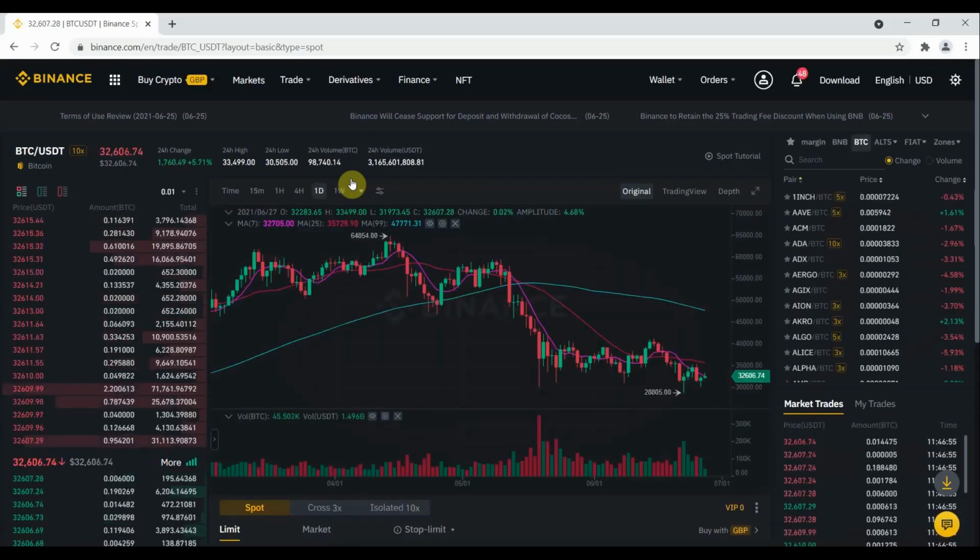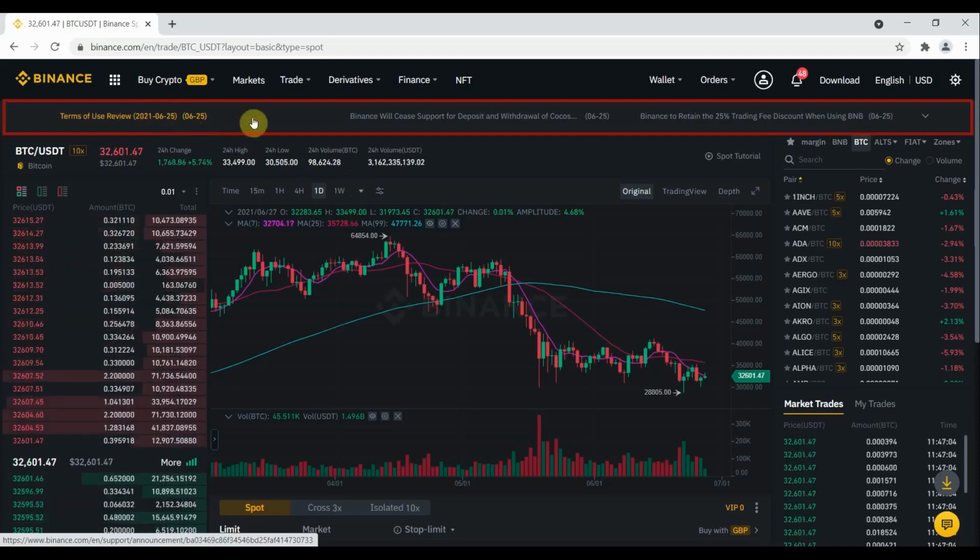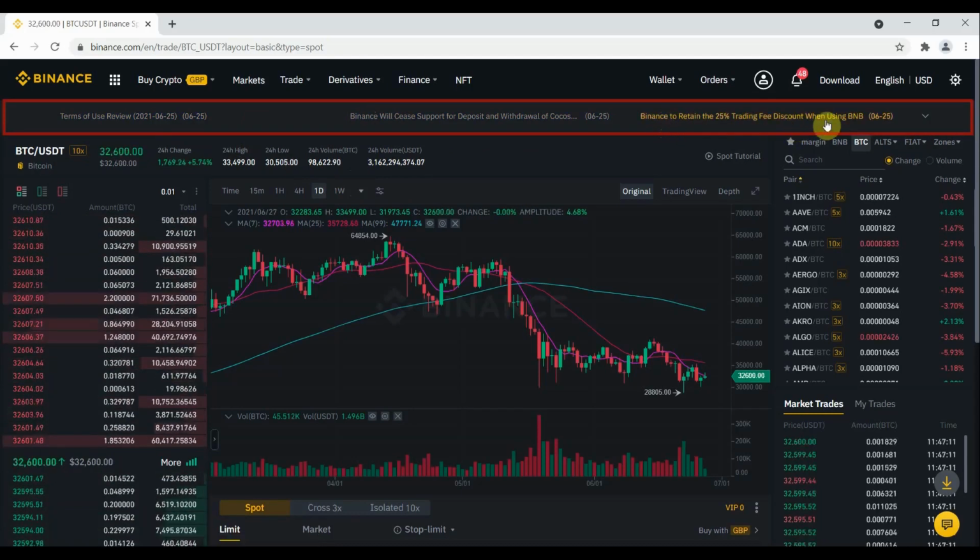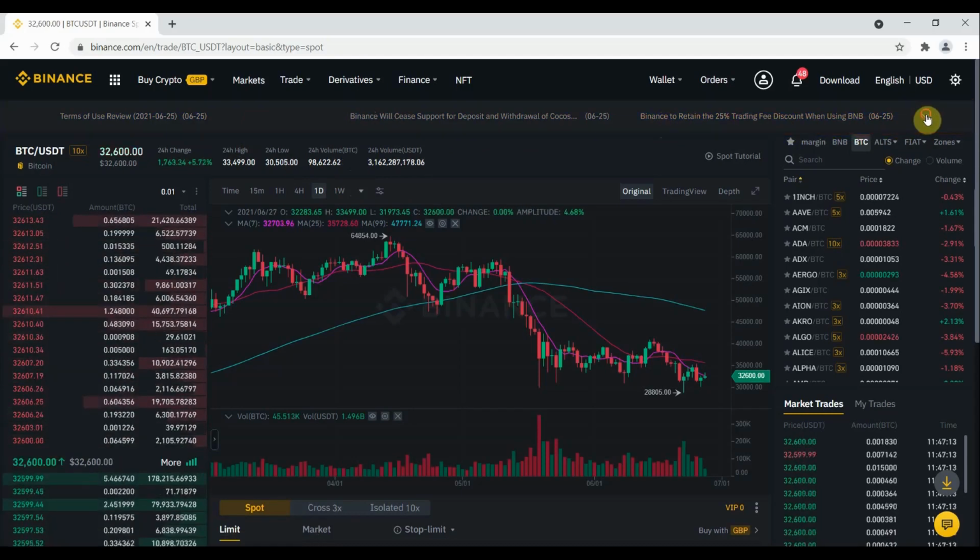When the page first opens, it displays the trading data for the Bitcoin Tether trading pair. Underneath the Binance logo, there's a news bar. It displays Binance's latest news items. These include impending exchange listings, scheduled coin swaps, and any new savings or staking opportunities.